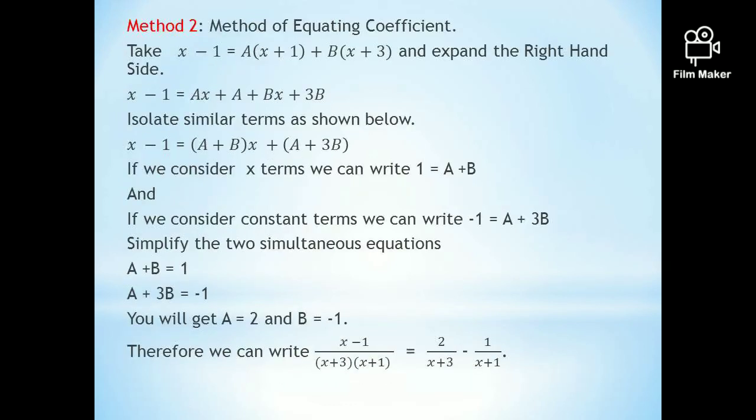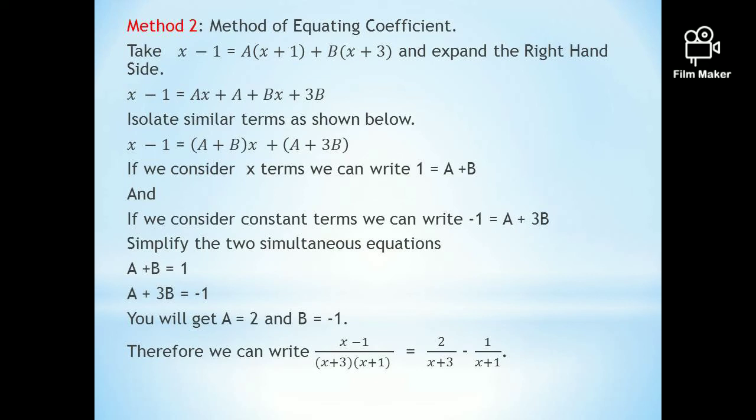Let's try to apply the method of equating coefficients to get the same answers using method 2. We have to learn both methods. It depends on your convenience. You can use any method you like to get this answer. Therefore, you will take x minus 1 equals a times x plus 1 plus b times x plus 3. Then simplify the right hand side.